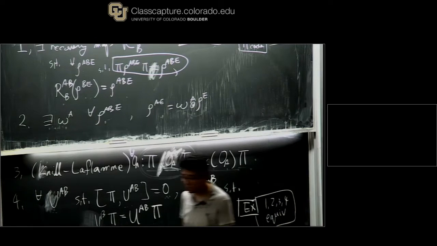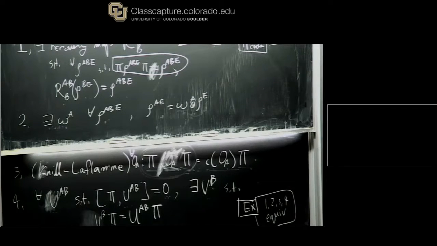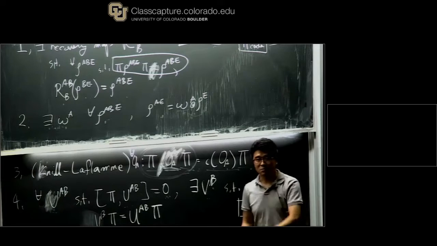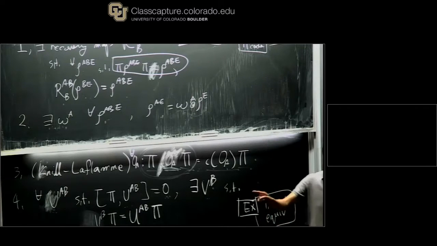Okay, why do I speak of that? I want to relate and use those criteria for error correction. Again, what is A, B, and E? A union B consists of all qubits in my code. So in the toric code Hamiltonian, that comprises the full system. E denotes the environment, which can be anything that can be correlated with your code state.